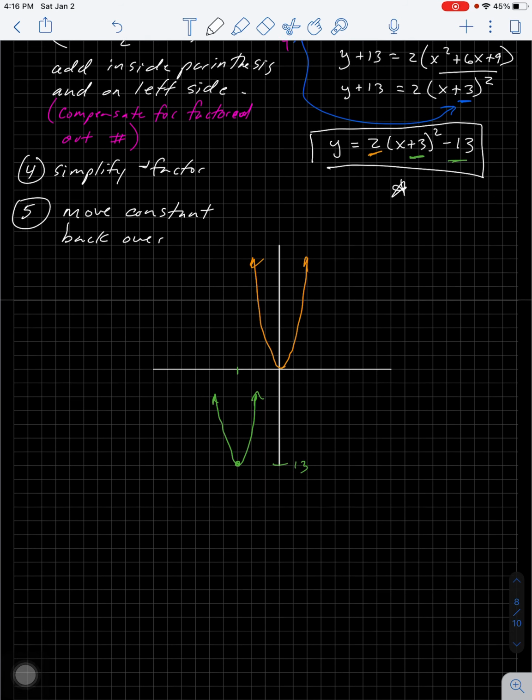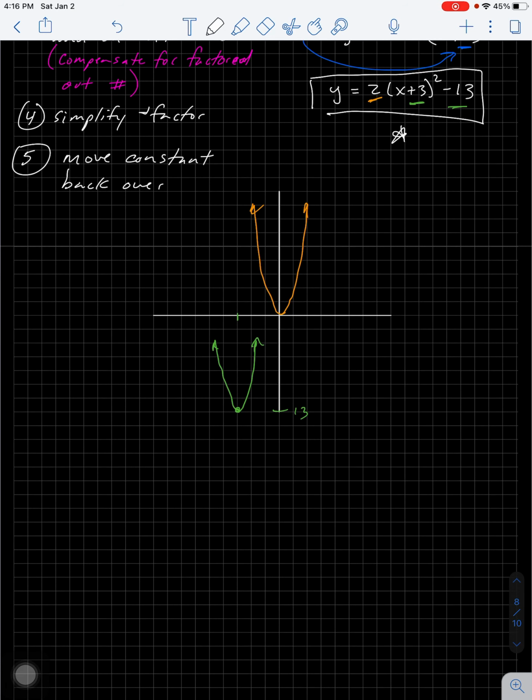And we'll do a couple more examples, but follow-up questions could be, what is the vertex? Okay, the vertex is a vocab word, and it's the minimum or maximum point. So in this case, on the green graph we have a minimum point, and that point occurs at 3, comma, negative 13.